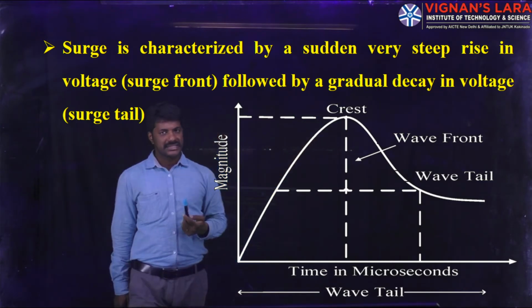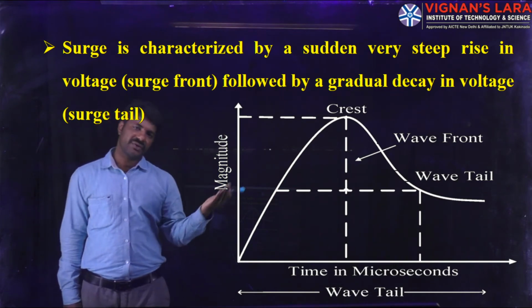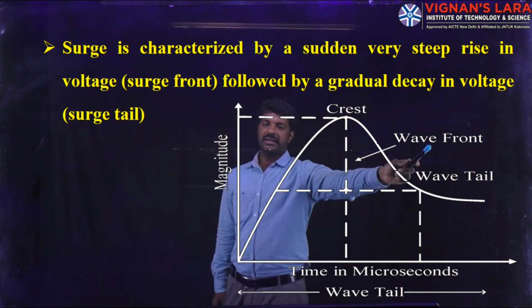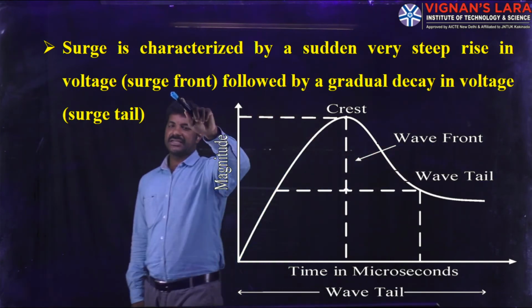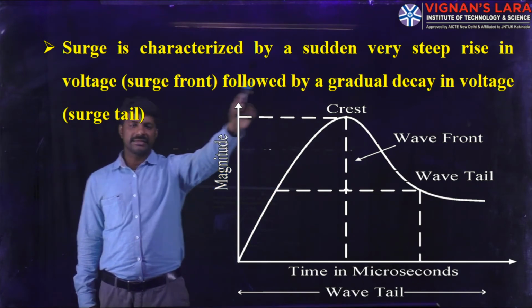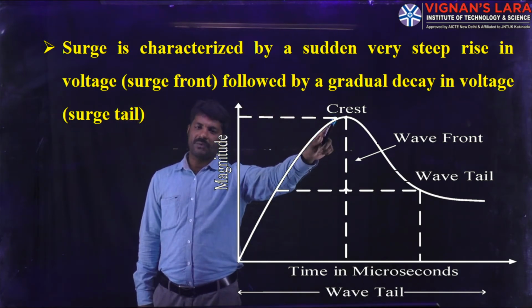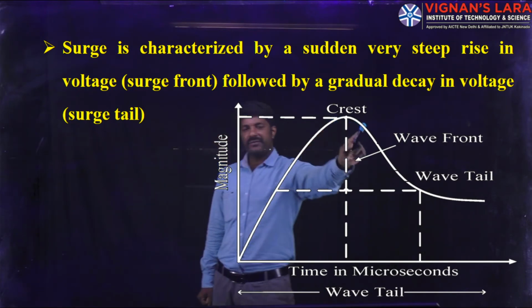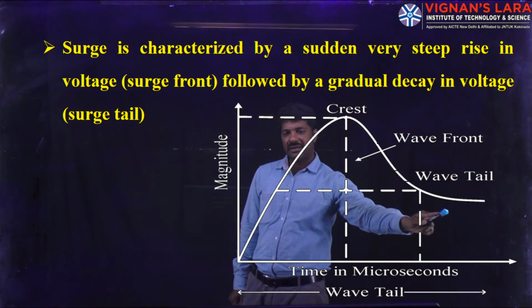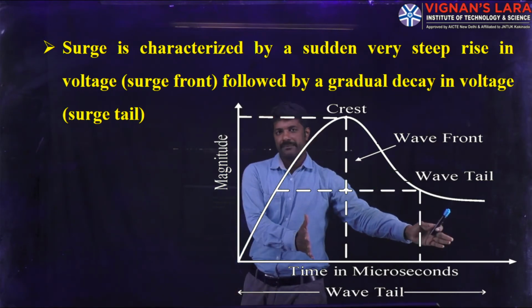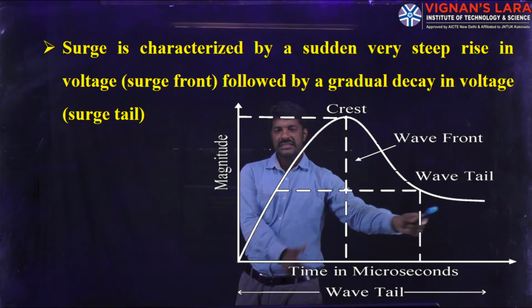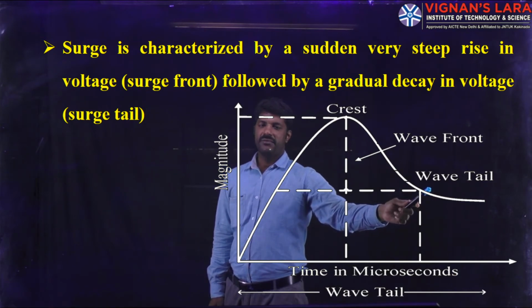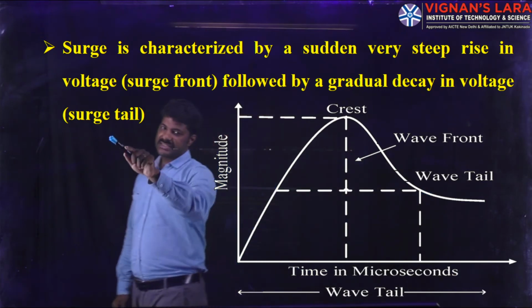As I told you, surge is nothing but a waveform. We can call the surge front the wave front also. So in the figure I have shown you here, it is the wave front. It is also called the surge front. Both are the same. And next, after reaching this crest value or peak value, its magnitude gradually decays towards its normal value. So it will take a long time. Such a portion of the waveform is called the wave tail. If you check here, this is the wave tail, also called the surge tail.